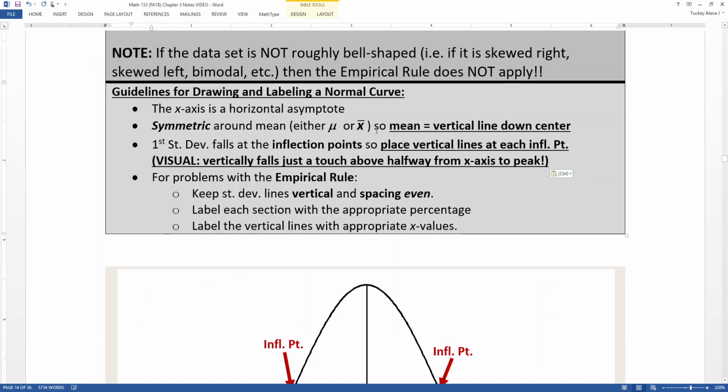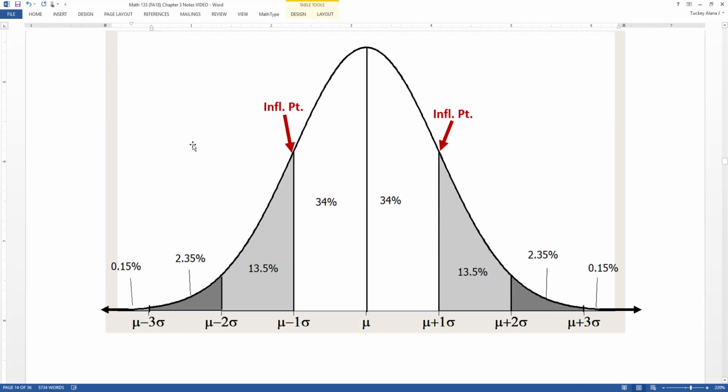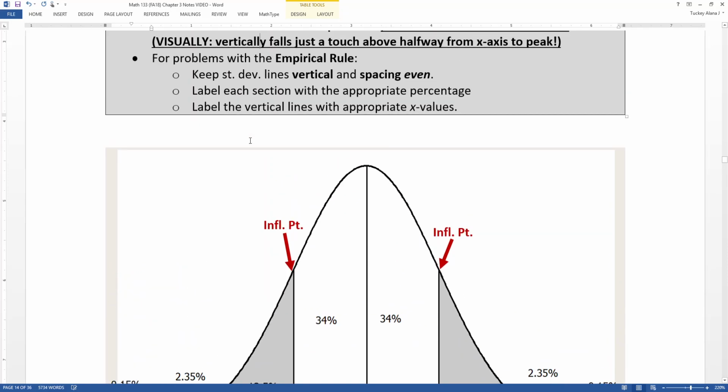So you place vertical lines at each inflection point, right? Visually, this is how you find them. They're vertical lines that fall just a touch above the halfway from the x-axis to the peak. So you put those lines at a spot that's just above halfway. Halfway is a little bit lower, then you come over here and put it just a little bit above, and it has to be symmetric. So it should be the same distance on the left and the right. That's very key.